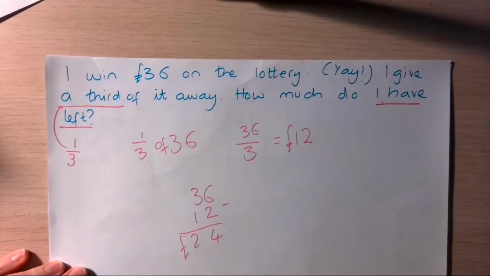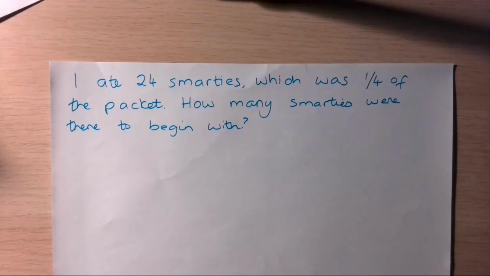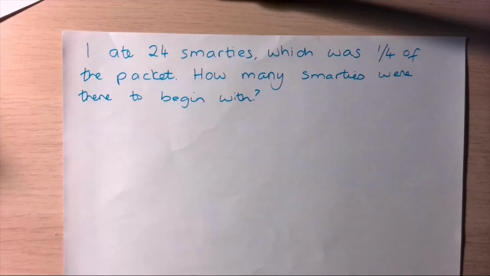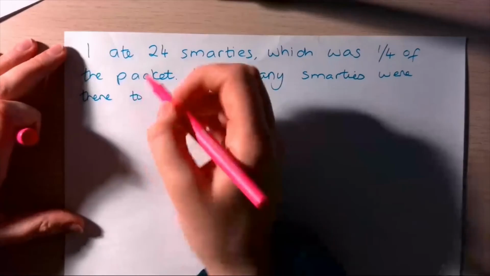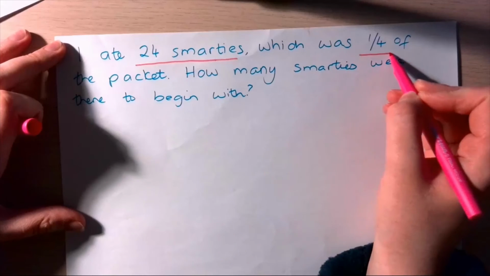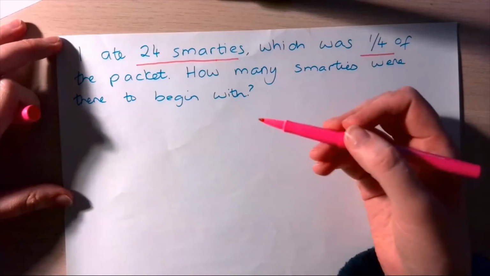Only one more of these and then you can try some for yourselves. This is a bit trickier. Please pay careful attention to this one. I ate 24 Smarties, which was a quarter of the packet. How many Smarties were there to begin with? This must have been a very big packet of Smarties because I'm sure they don't have 24 in to begin with, but there we are, it must have been a family pack. So I've been told here that I've eaten 24 Smarties and that was 1/4 of them. I want to know how many there were to begin with.